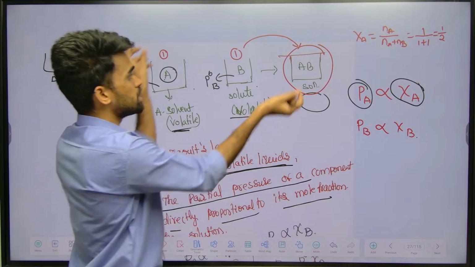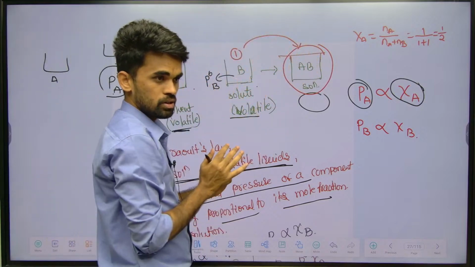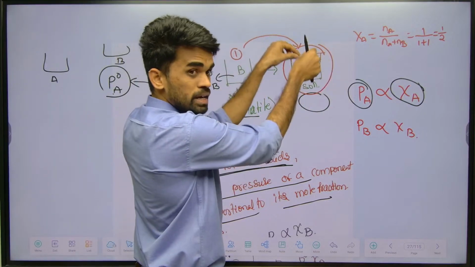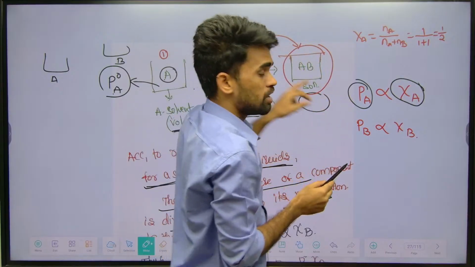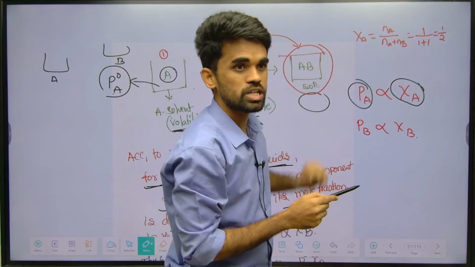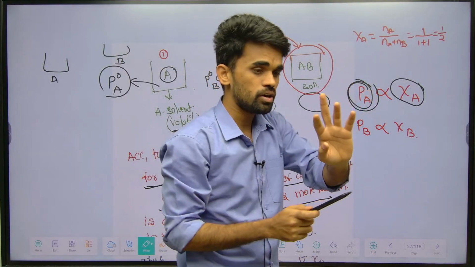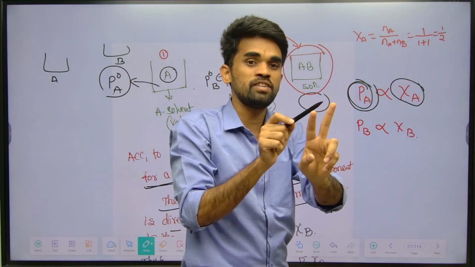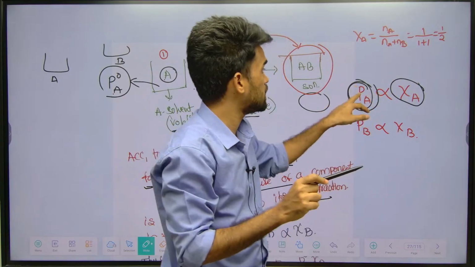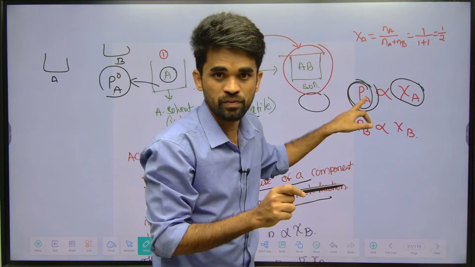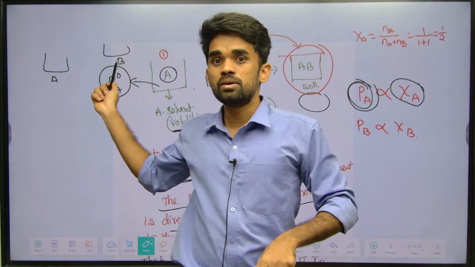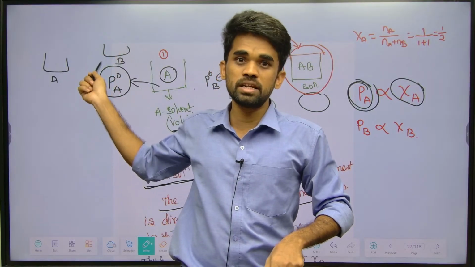Okay, now I am mixing them to make a solution. Now what is the vapor pressure of A in the solution I am asking? That should be represented with what symbol? PA. So did you understand the difference, what is PA, what is P naught A? PA means in the solution vapor pressure of A. P naught A means pure form, vapor pressure in the pure form.